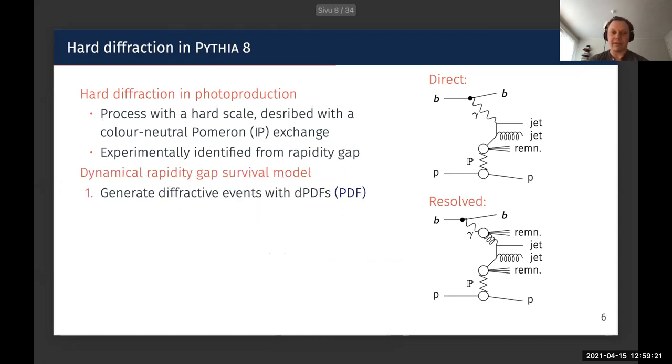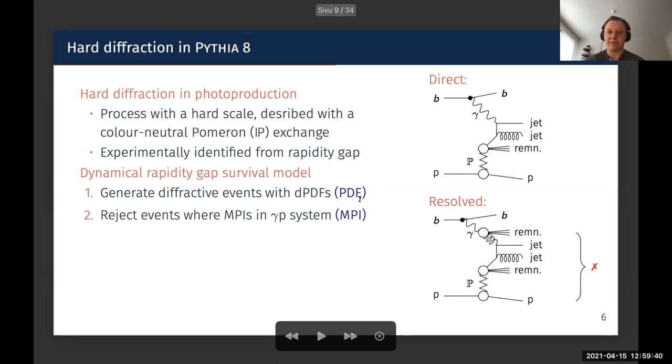So in Pythia, we now have this dynamical rapidity gap survival model included. There are two different steps in this model. The starting point is the usual factorized approach. So we generate diffractive events based on diffractive PDFs. This is something that we refer to as PDF selection. But the idea of the model is then that when we have this interaction between a resolved photon and proton, we can evolve that as usual and check if we will have any additional parton interaction between the resolved photon and the proton. And if we find such, we reject these events since they would produce particles also in the region where we would otherwise have a rapidity gap.